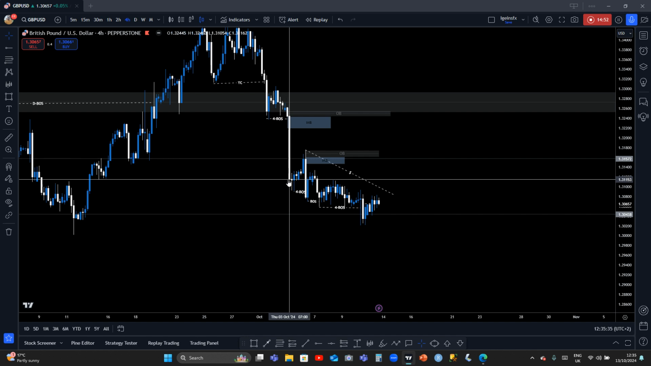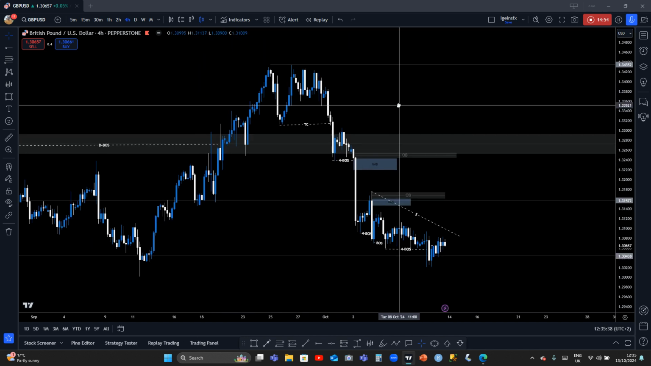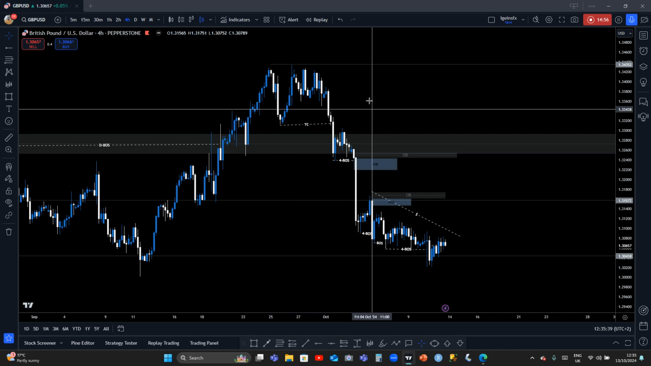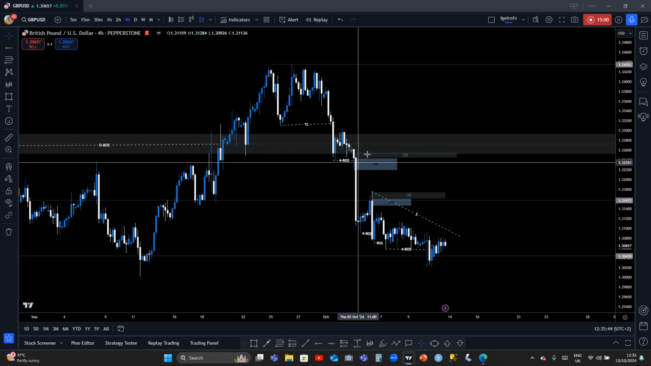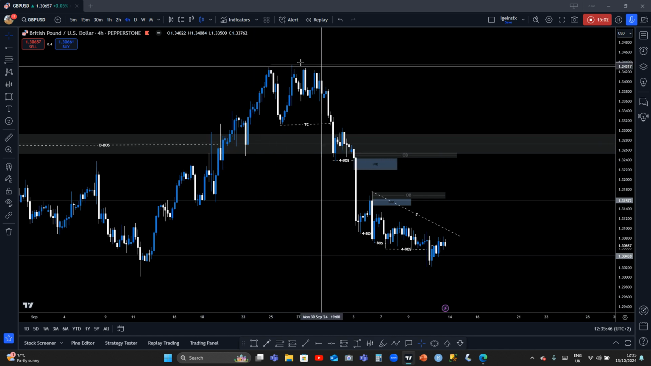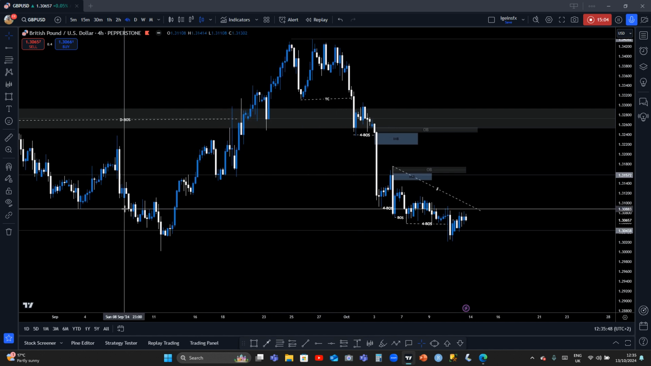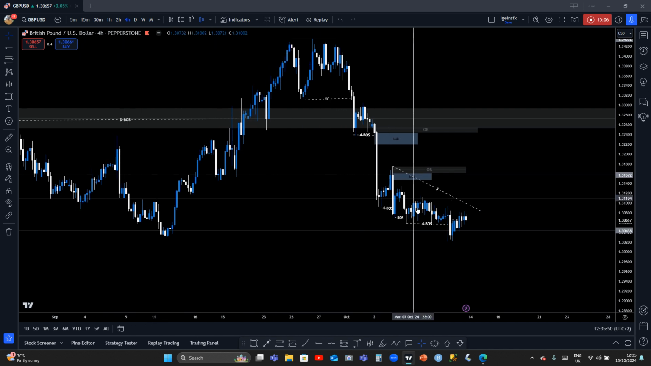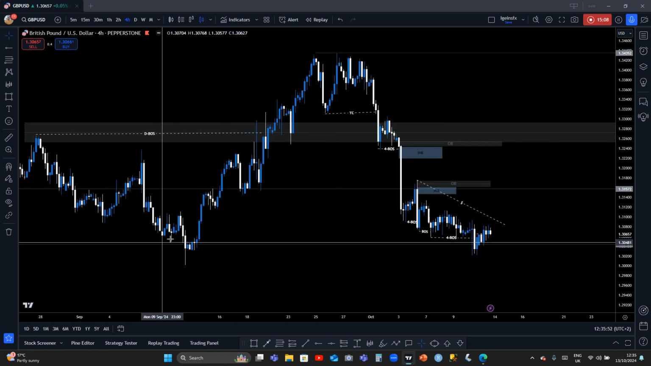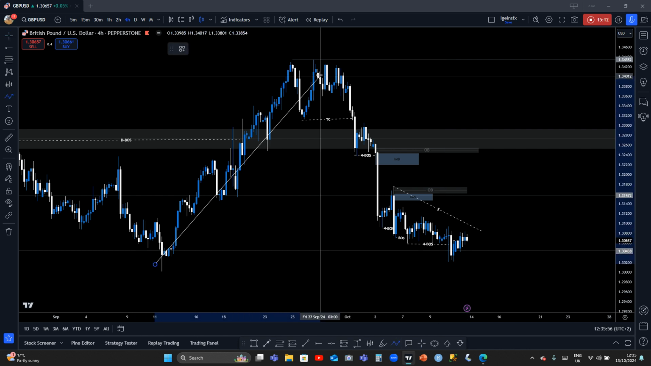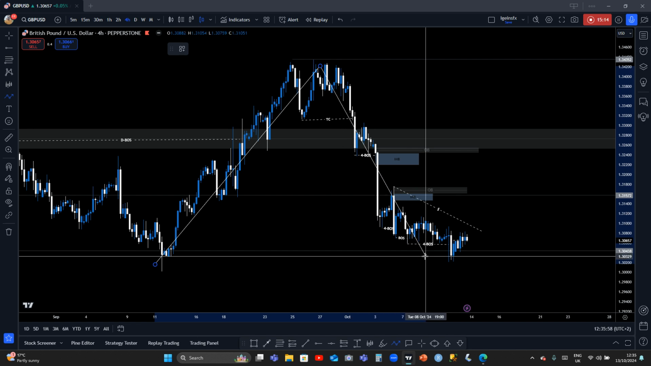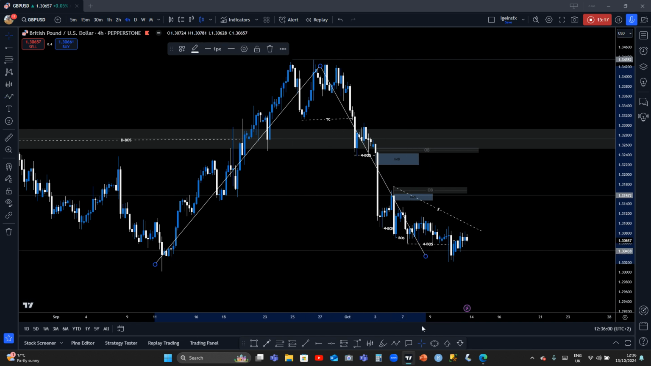This break of structure to the downside now means that this trend on the 4 hour time frame, there is change of trend, all right, from bullishness to bearishness, all right. That is what happened here. From here, it's been bullish, now it's bearish, all right. So I hope that is clear enough.